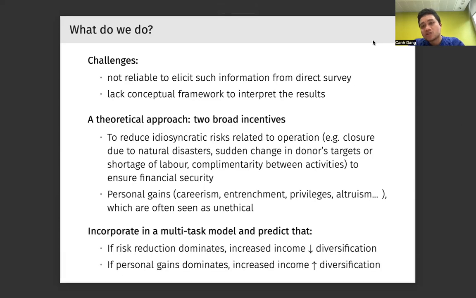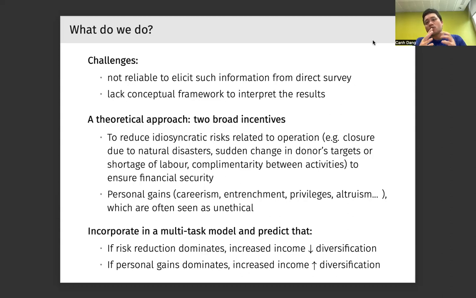We incorporate those broad incentives in a theoretical model to predict the following observations. We predict that if the NGO's decision-making is dominated by the operation-related motives, then a sudden increase in income would be associated with a decrease in diversification. The intuition here is pretty simple.